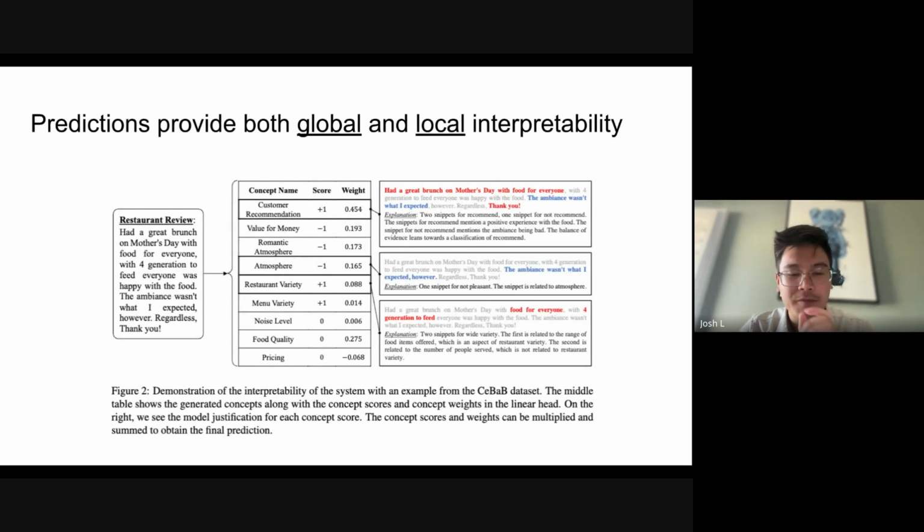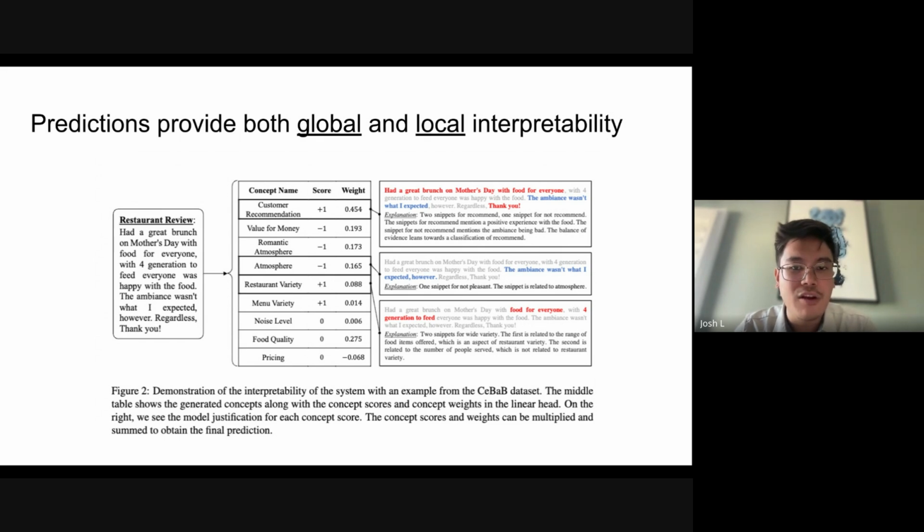And the nice thing about this, since we're using a linear model, is that you can essentially read off the importances of each concept based on the weights. So in this example here, you can see that customer recommendation has a weight of 0.4545, which tells us that it's a very important concept, whereas noise level barely has any weight in the system at all. So in this way, you can see that the system provides a lot of global interpretability, because just by reading off of the weights, you can already tell the main things that the model pays attention to.